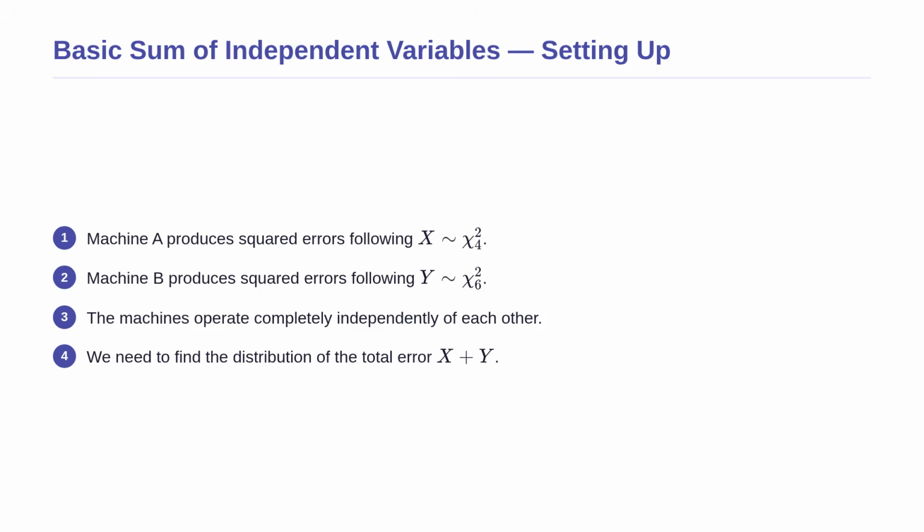Before we move on, let us see this with a concrete example. Suppose we have two independent machines producing resistors. The squared errors of the resistance values from machine A follow a chi-square distribution with 4 degrees of freedom. The squared errors from machine B follow a chi-square distribution with 6 degrees of freedom. We want to find the distribution of the total combined error and its expected average value.